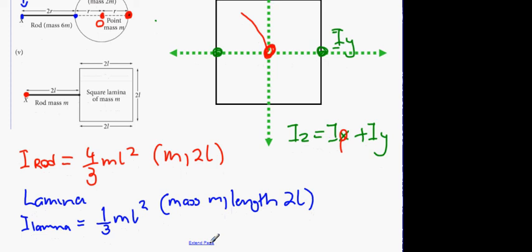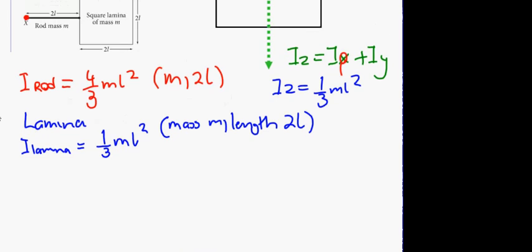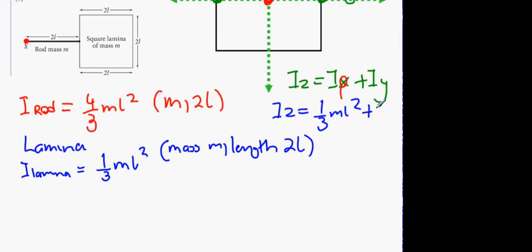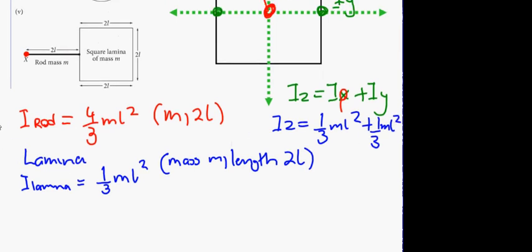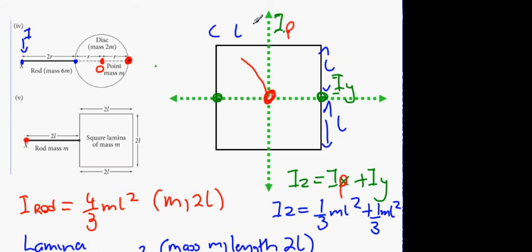Now that this is done, what we can say is that for the lamina, IP is 1/3 ml squared. The lamina is of mass M, length 2L, so it works perfectly. And then for the y-axis, it's also going to be 1/3 ml squared. Reason being, it's L both sides of the y-axis, and it's L both sides of the p-axis. So they're both 1/3 ml squared.